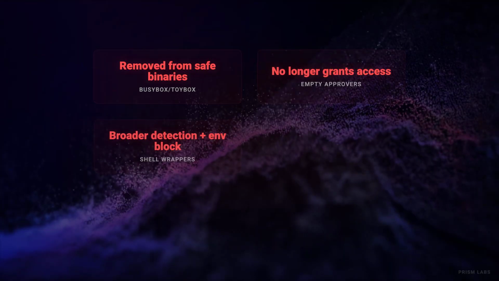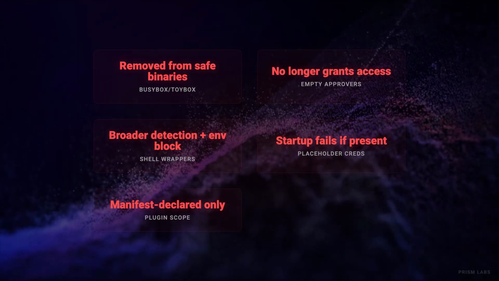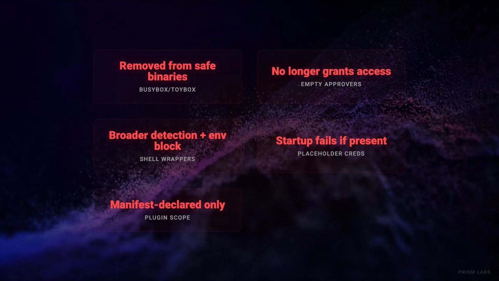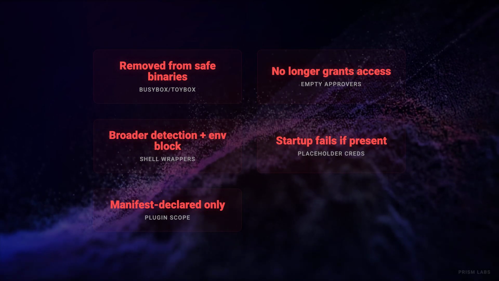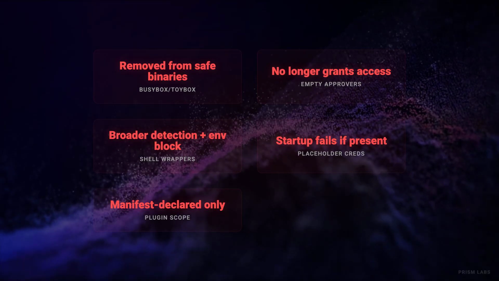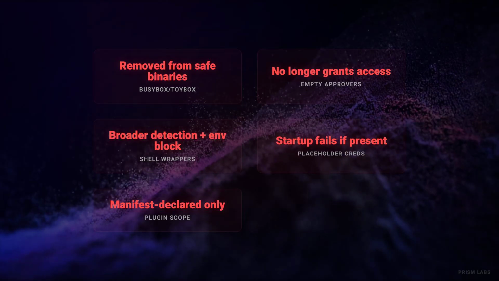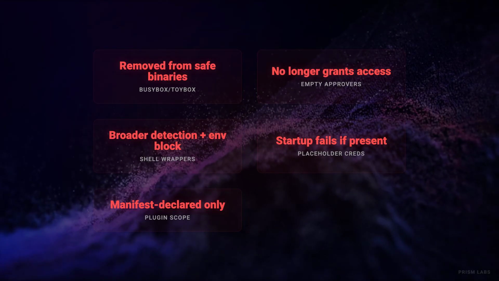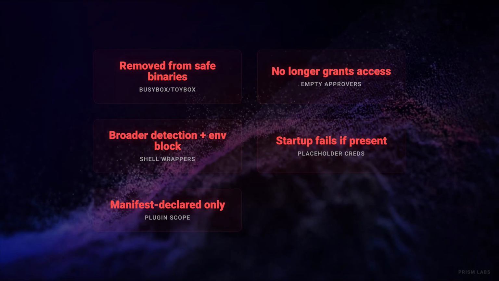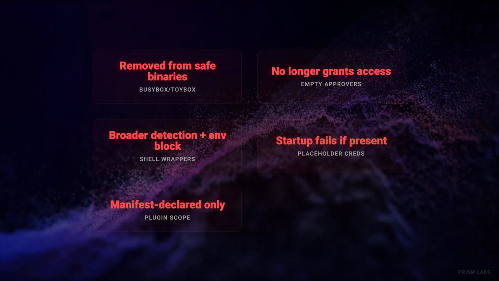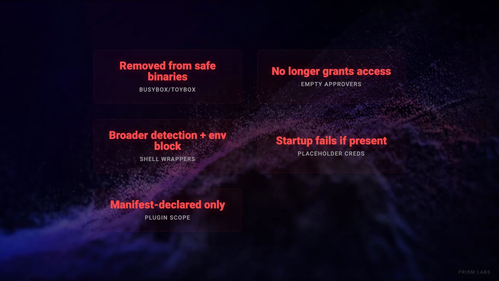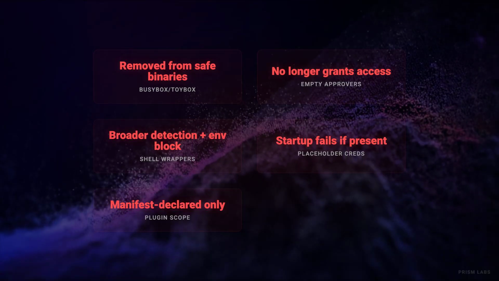The security changes in this release address real attack vectors. Removing busybox and toybox from interpreter-safe binaries closes a path where a malicious tool could execute arbitrary commands through these Swiss Army knife utilities. Preventing empty approver lists from granting authorization fixes a potential privilege escalation. If no approvers were configured, the system could inadvertently approve all requests rather than denying them. Broadened shell wrapper detection with blocked env-argv injection prevents a class of attacks where environment variables could be used to inject additional arguments into shell commands.